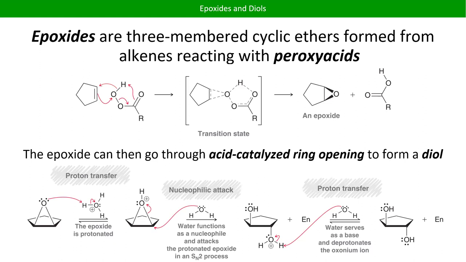which basically you're just going to turn that epoxide into an alcohol, but then you have to have something come in to do an SN2 reaction. So first step is you protonate your epoxide. The next step is nucleophilic attack. A pair of electrons from something comes in here.